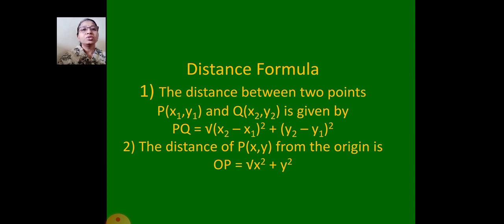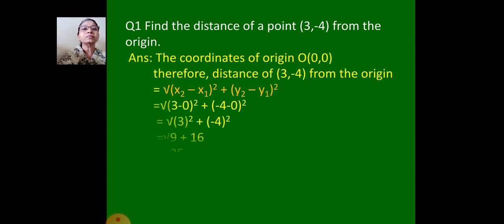So today we will restrict ourselves only to these two formulas. We will see all the examples which are based on the distance formula only. Okay, so let us see question number 1. Find the distance of the point (3, minus 4) from the origin.